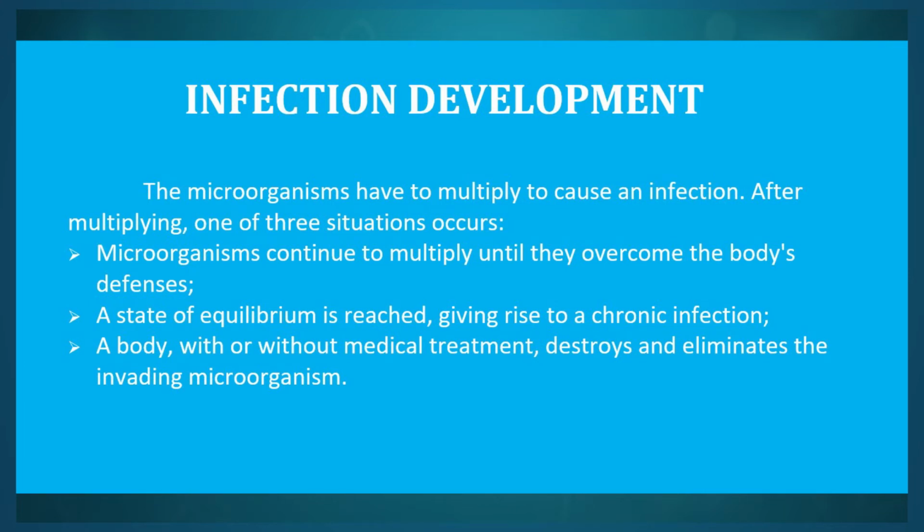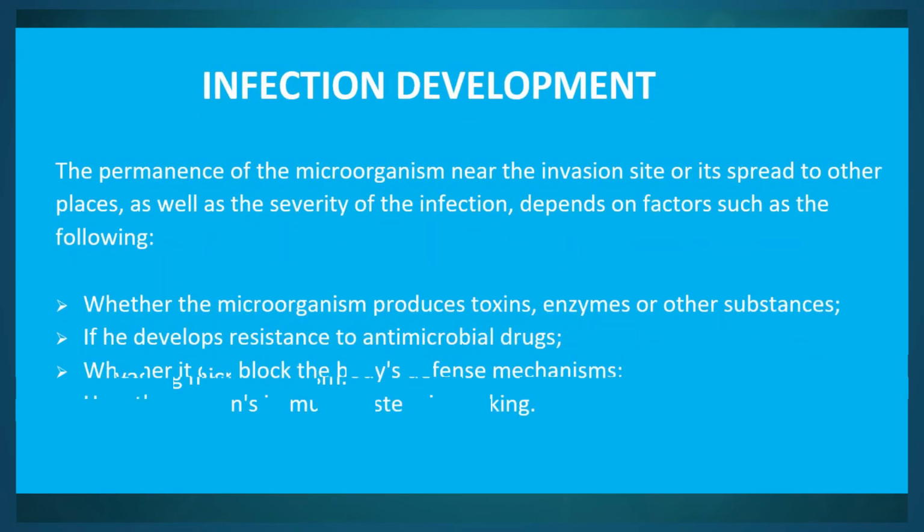Infection development. The microorganisms have to multiply to cause an infection. After multiplying, one of three situations occurs. Microorganisms continue to multiply until they overcome the body's defenses. A state of equilibrium is reached, giving rise to a chronic infection. The body, with or without medical treatment, destroys and eliminates the invading microorganism.